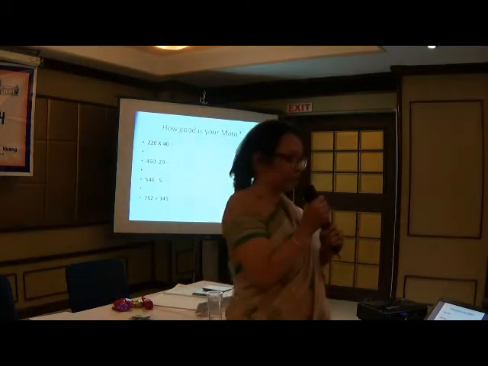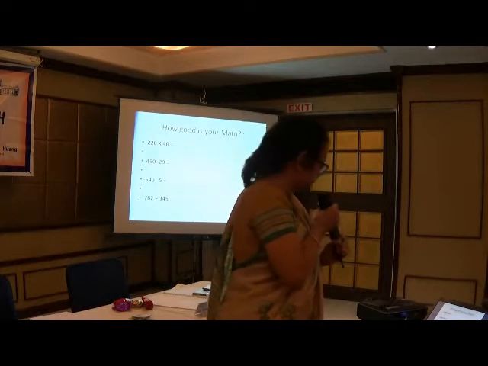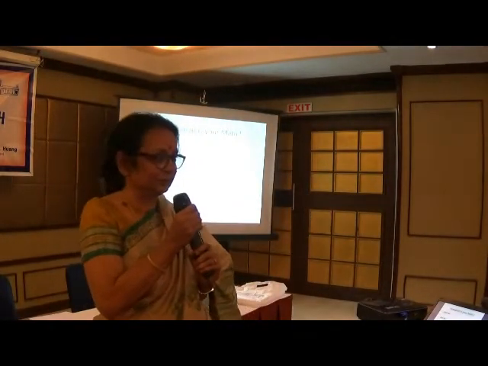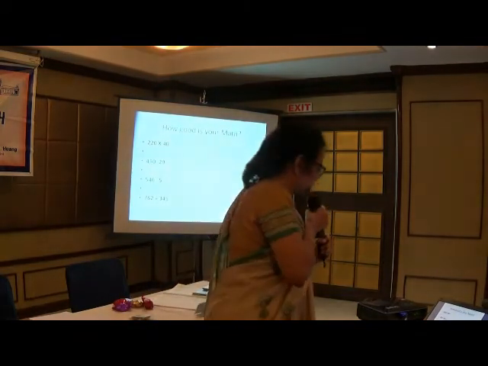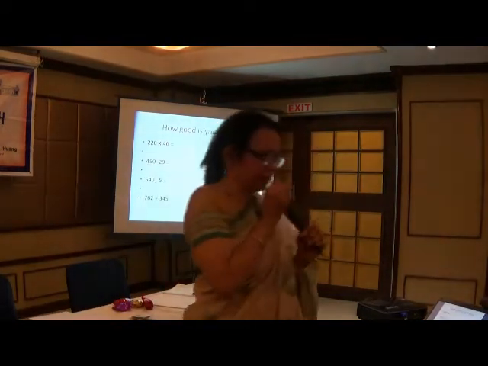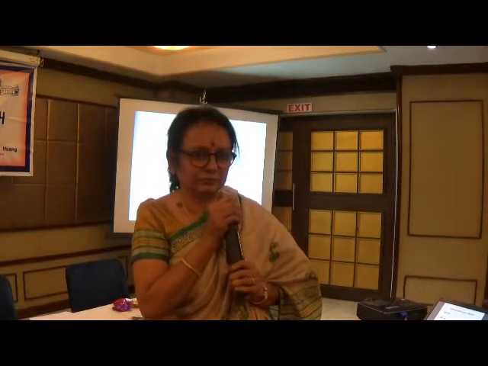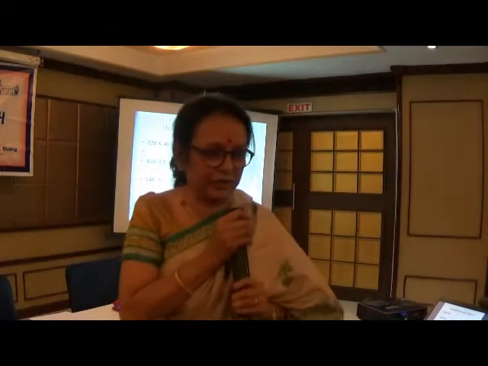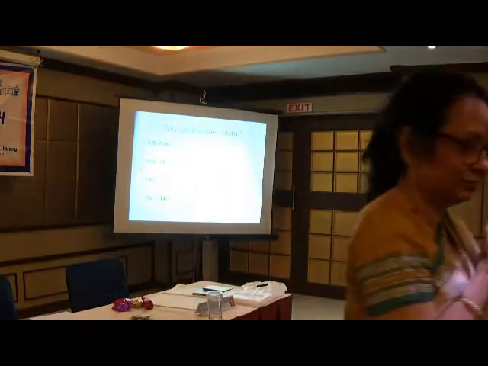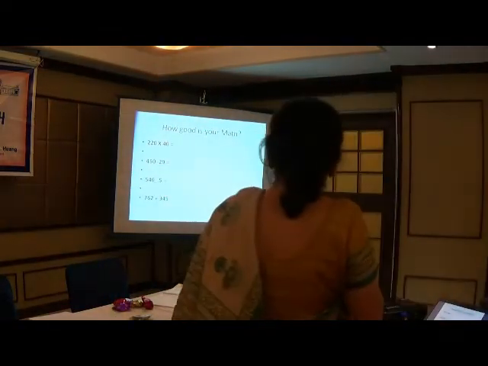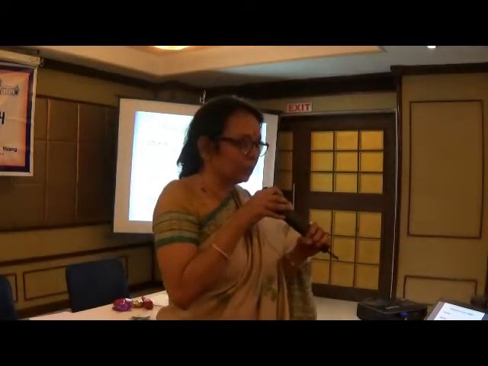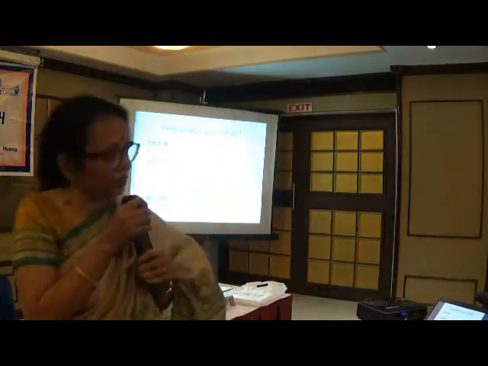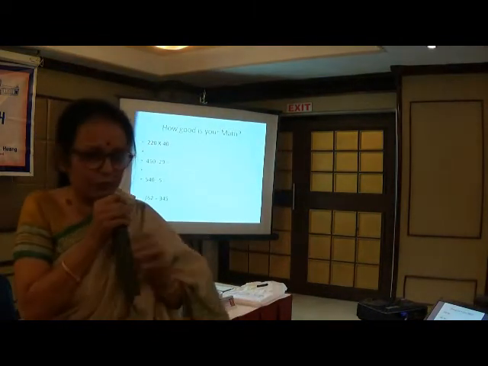Yes? 220 into 40? Not bad, okay. 450 minus 29? That was rather quick. 540, that's supposed to be divided by 5. Okay, 180. 762 plus 345. 1107. Okay, that was rather quick and rather smart on all of your part.